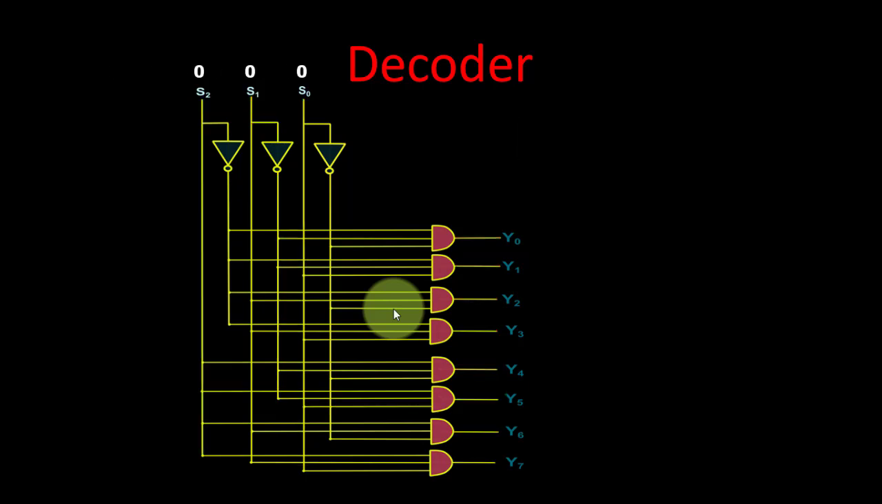Now let's take the last example, 0 0 0. For this 0 0 0, of course, when it is passed through the NOT gate, all the inputs become 1, and there is only one AND gate for which all the inputs become high, that is for the Y0 output. This becomes high, and in all the rest of the cases at least one input is 0. So the code 0 0 0 belongs to the number 0. So this is how the decoder works.